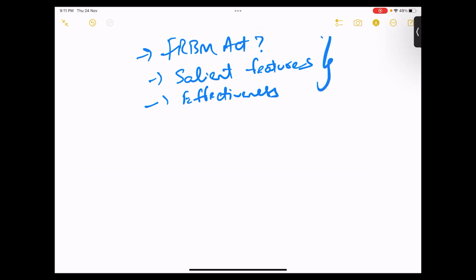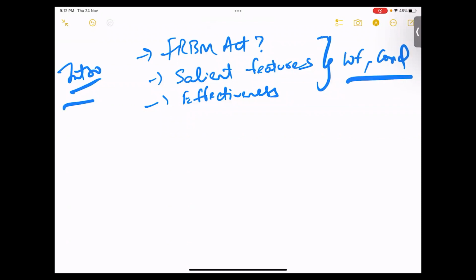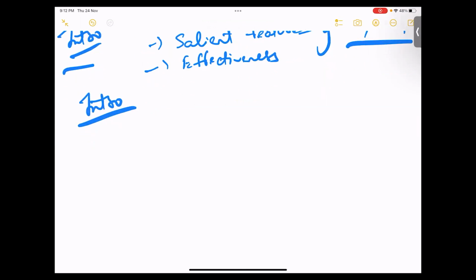Try to break down the question like this so that you will not miss any dimension. Apart from this, you have to write intro, way forward, and conclusion. If you cover all these dimensions, the probability of you scoring is very high. So what is the introduction?